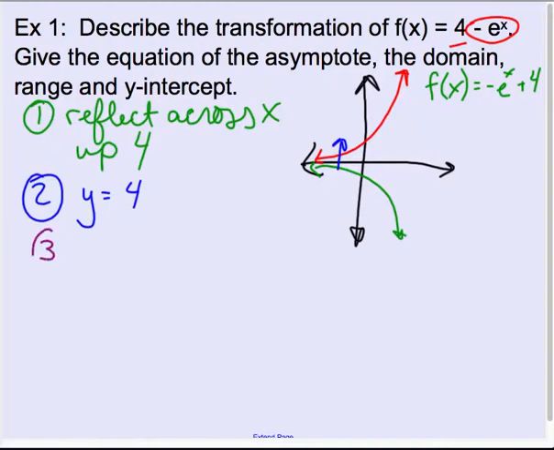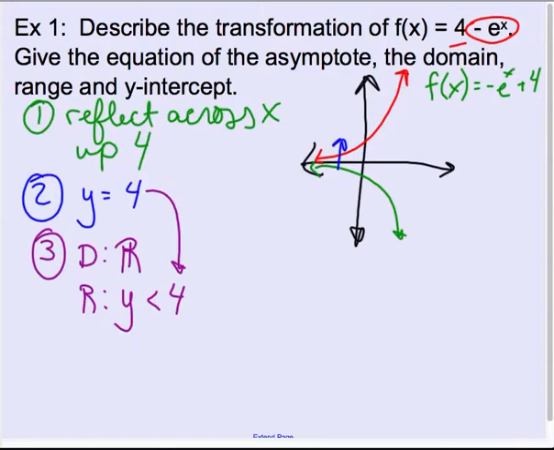Domain and range. Remember, for exponentials, domain is all real numbers. And that doesn't change when you transform the function. The range, taking a look at that asymptote, remember it got reflected. So when this green graph got shifted up, it's less than 4. So our new range is y is less than 4. And the asymptote and the range for the exponentials will always look similar.